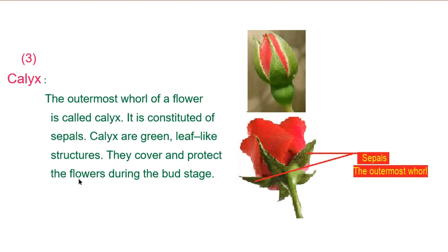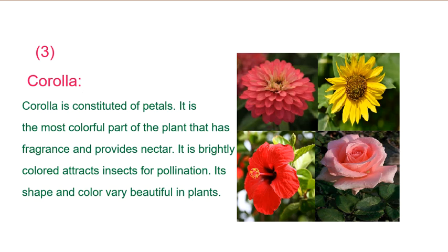They cover and protect the flowers during the bud stage also. You can see when the flower is a bud, the sepals are protecting the internal organs of the flower. Next is corolla. Corolla is constituted of petals. The most beautiful and colorful part of the flower is the whorl corolla, which has fragrance also and provides nectar to the insects.